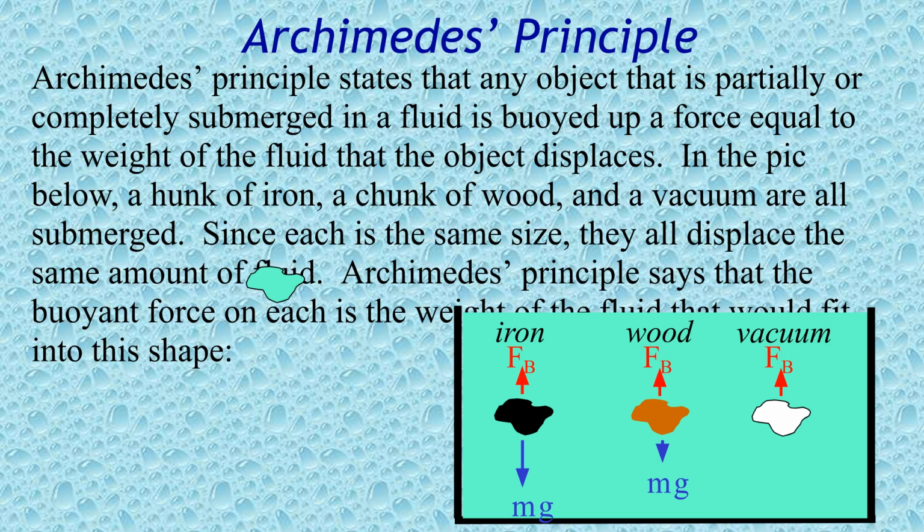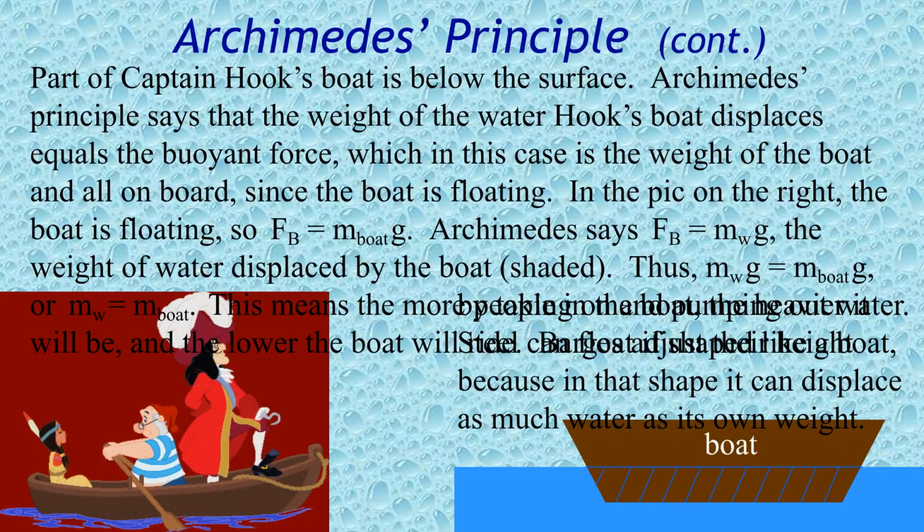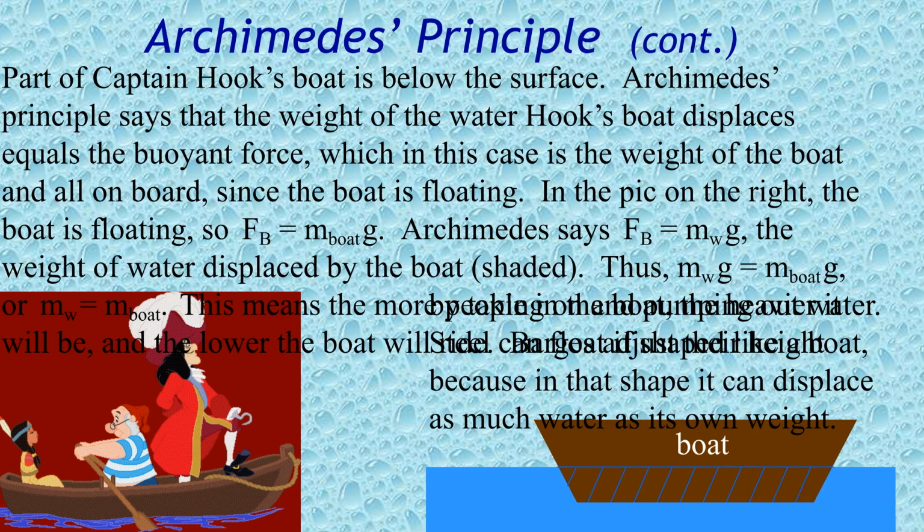For objects of the same volume, the buoyant force is the same. An object sinks if its weight is greater than the buoyant force and floats if its weight is less. When an object floats, the buoyant force equals its weight. A floating boat displaces a volume of water whose weight is equal to the weight of the entire boat. More load means more displacement, causing the boat to ride lower.